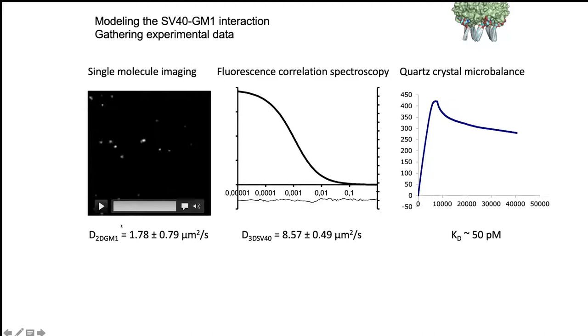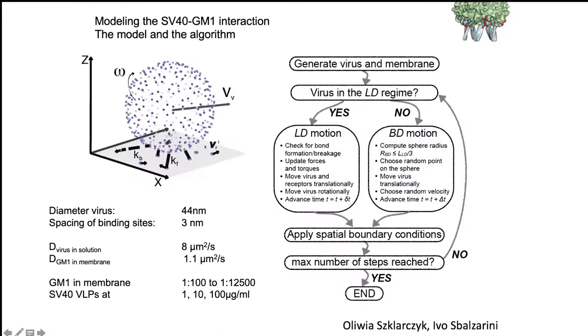So we could gather the diffusion coefficient of a lipid, how fast the lipid moves about in the plane of the membrane. I measured the diffusion coefficient of the virus in solution, so how the virus itself wiggles around when it approaches the membrane. And then we measured the affinity, the binding of the virus to membranes at different GM1 concentrations, and found very high affinity, obviously, for the virus, but we could vary the concentration in the membrane to ask when you would bind. So we then modeled the SV40 GM1 interaction. This Olivia Sklarchit did with Ivo Spalzerini, who was a postdoc at the time at ETH Zurich.